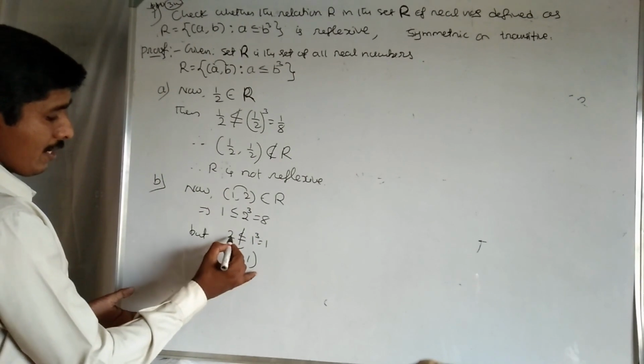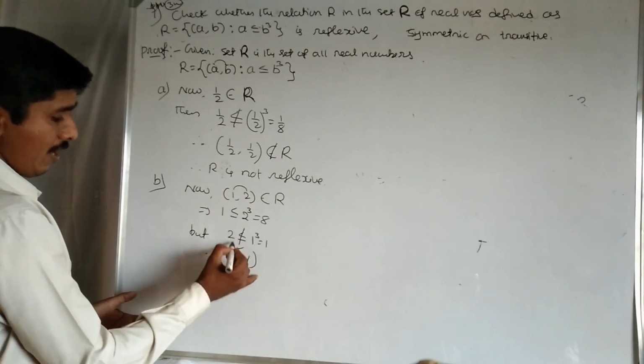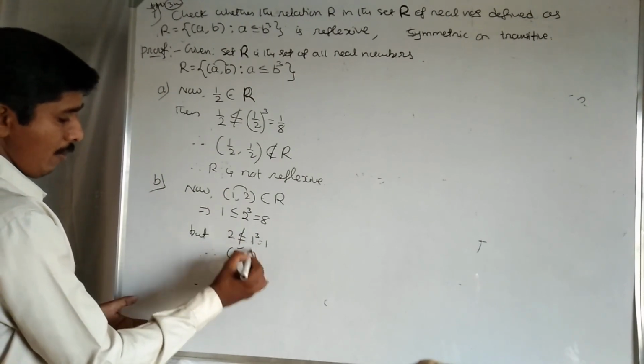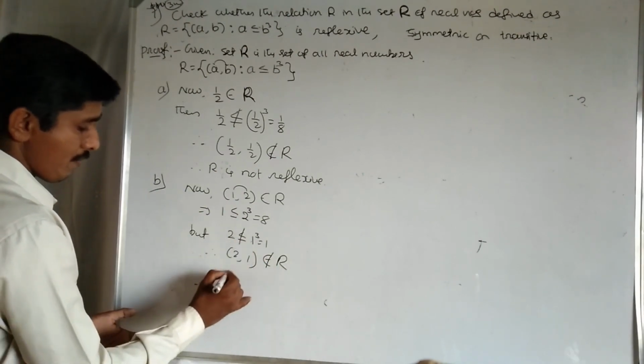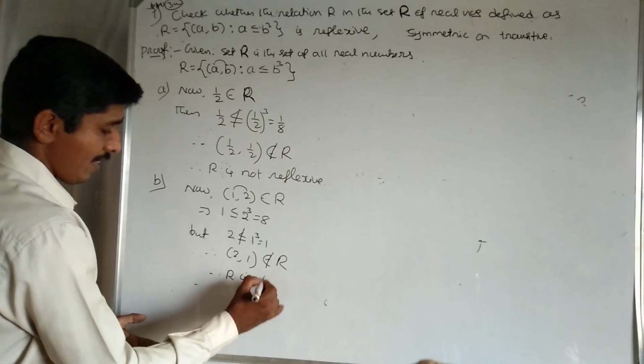Therefore, for (a, b) with a equal to 2 and b equal to 1, (2, 1) does not belong to the relation. Therefore, the relation is not symmetric.